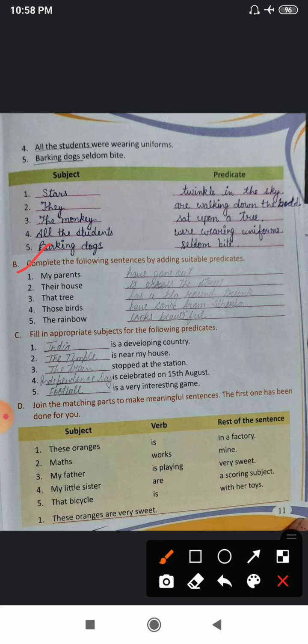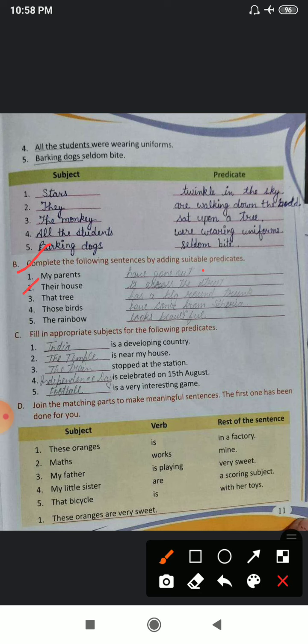So here in these sentences, we have to add suitable predicates. Subject is already given in your book and you have to add the predicates. Number 1, my parents have gone out. Okay, you have to put full stop as well.